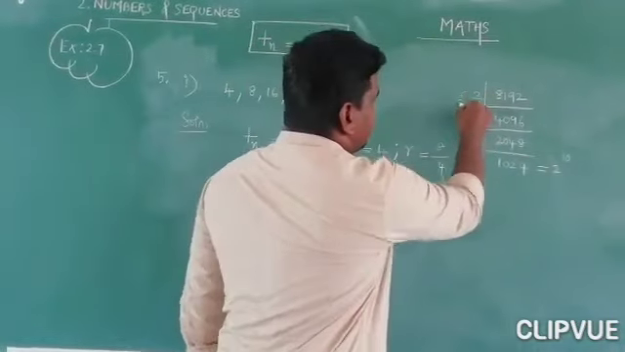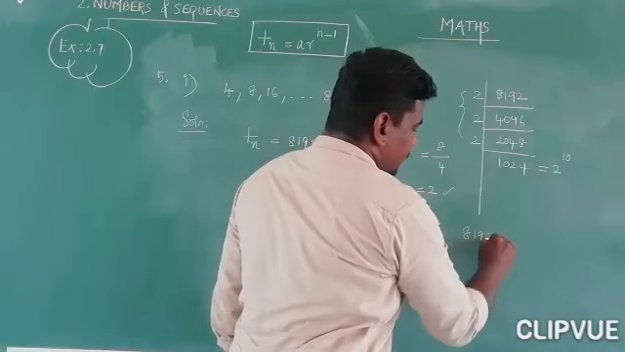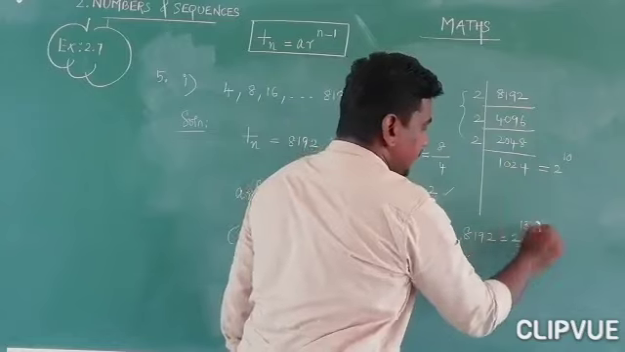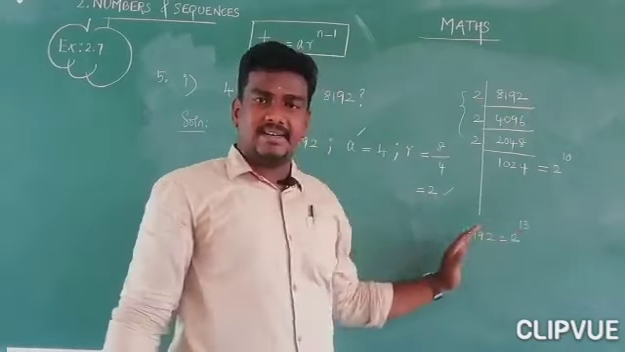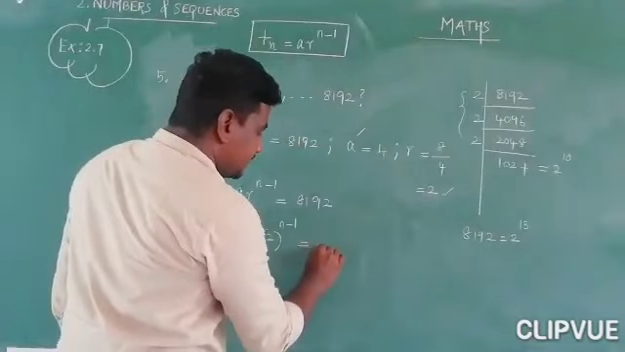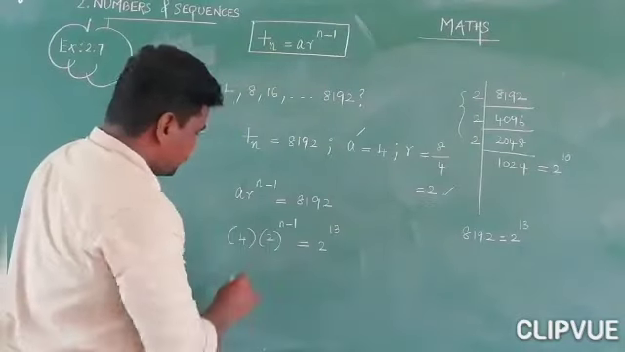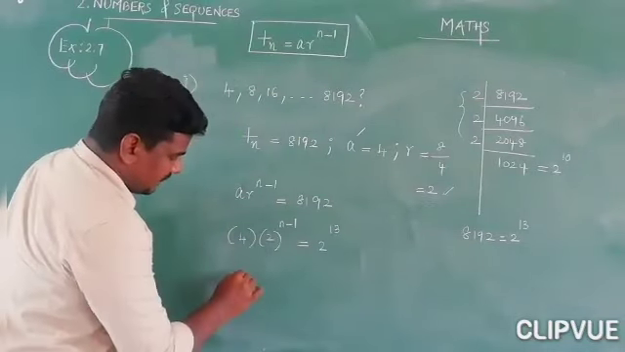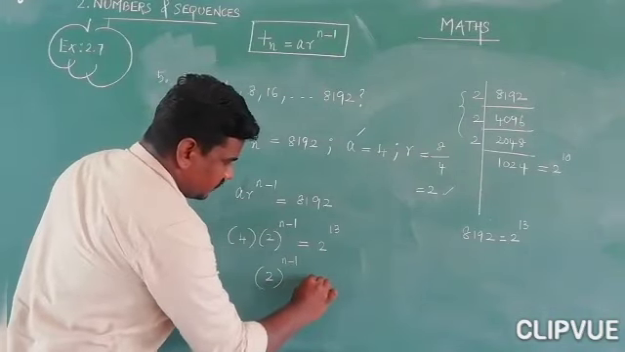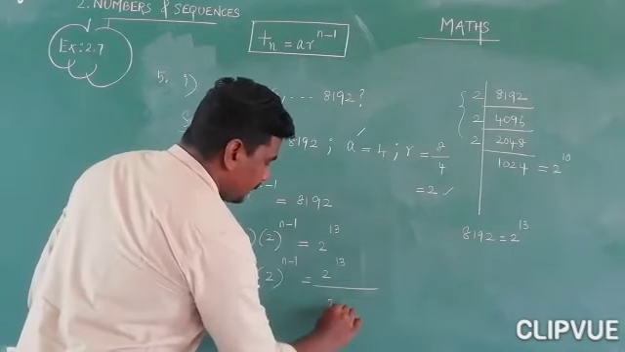So how many more 2s are there? 3 times. So this 8192 can be written as 2 power 10 plus 3. So 13. So 2 power 13 is equal to 8192. So I am going to replace this. Base is 2 and power is 13. Okay, right. And this 4 can be written as 2 square. So 2 power n minus 1 is equal to 2 power 13 divided by 2 power 2.